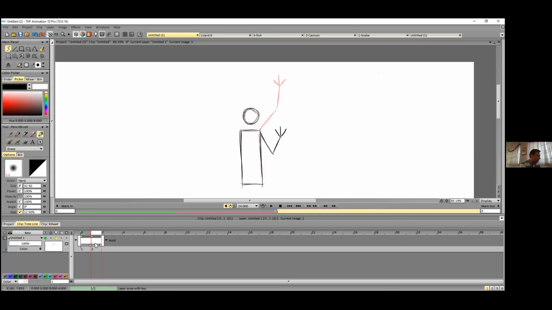Okay. I add a frame between these two frames.